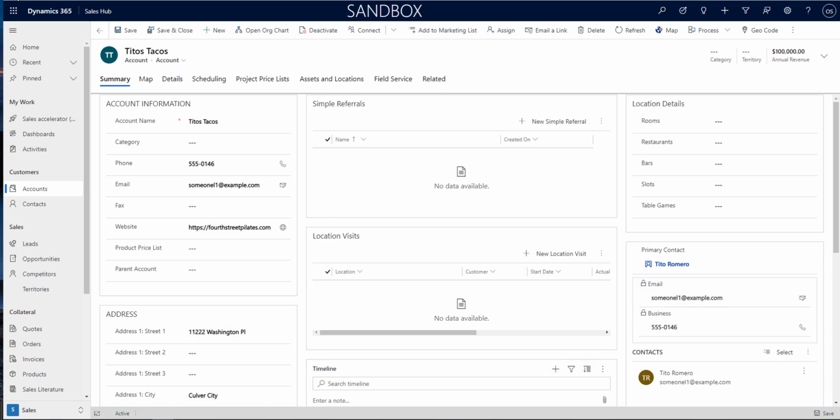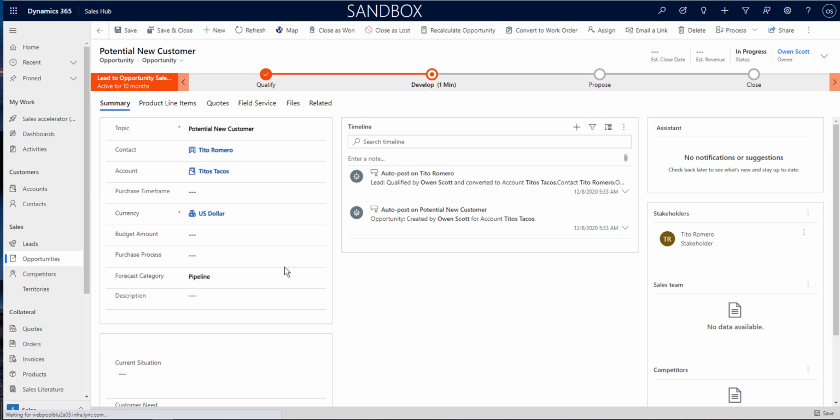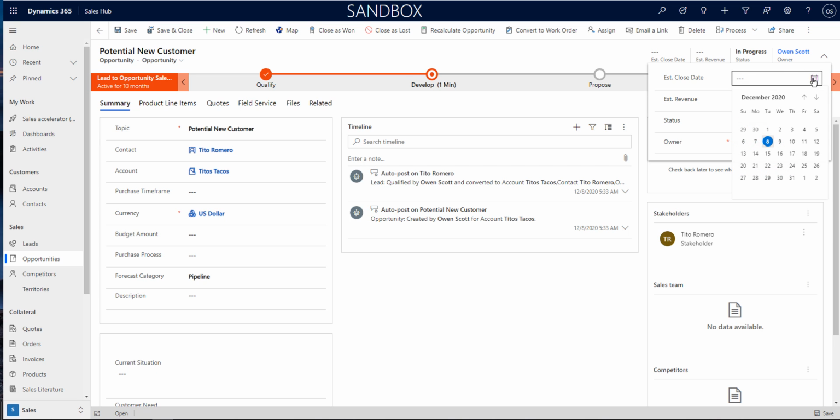So I go back now to the opportunity. We'll talk about some other functions of the opportunity. Besides being inherently more valuable from a data perspective, the opportunity is also about time and money. So the idea is that your sales team would put in an estimated close date, and once that was accomplished, then it would drive those dashboards that we looked at a little while ago, and some estimated revenue.